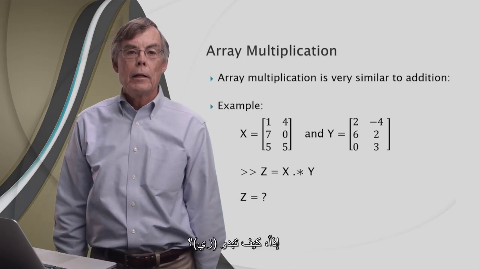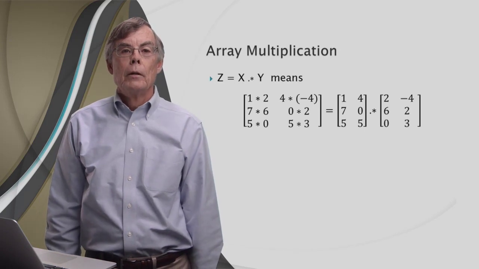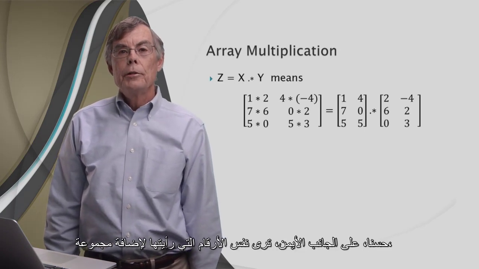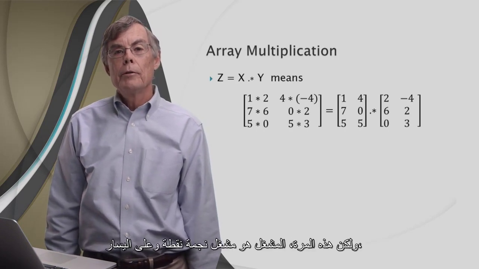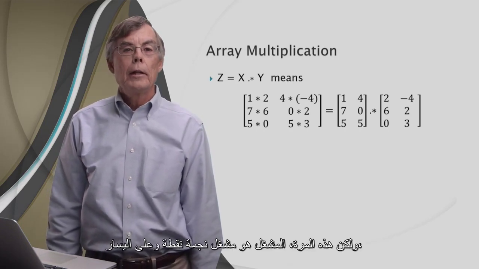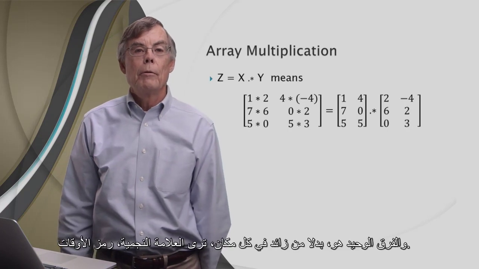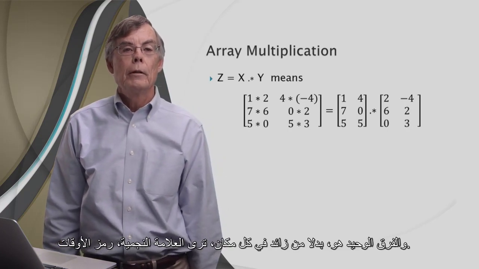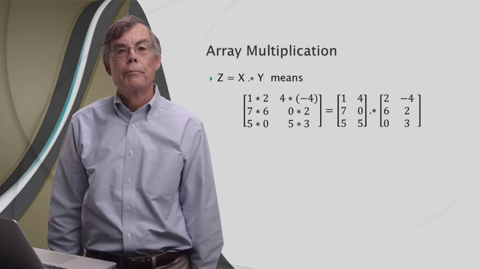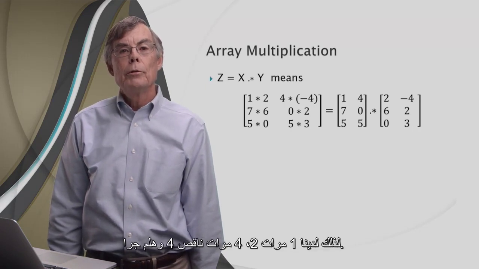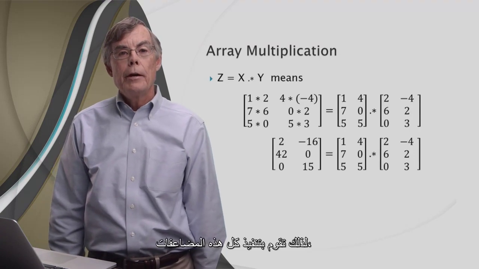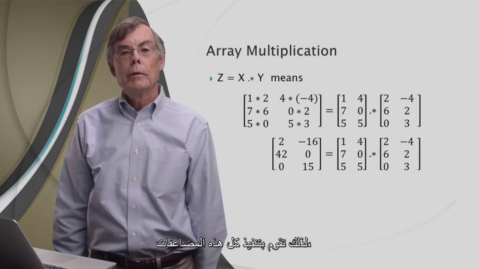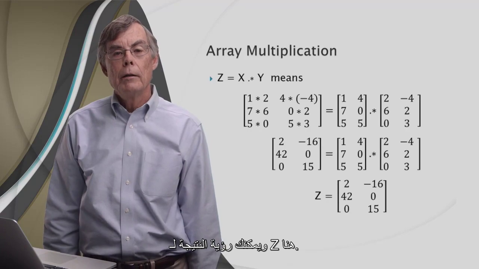So what does z look like? Well, on the right side, you see the same numbers you saw for array addition, but this time the operator is the dot star operator. And on the left, the only difference is instead of plus everywhere, you see the asterisk, the times symbol. So we have 1 times 2, 4 times minus 4, and so on. So you carry out all these multiplications, and you can see the result for z right here.